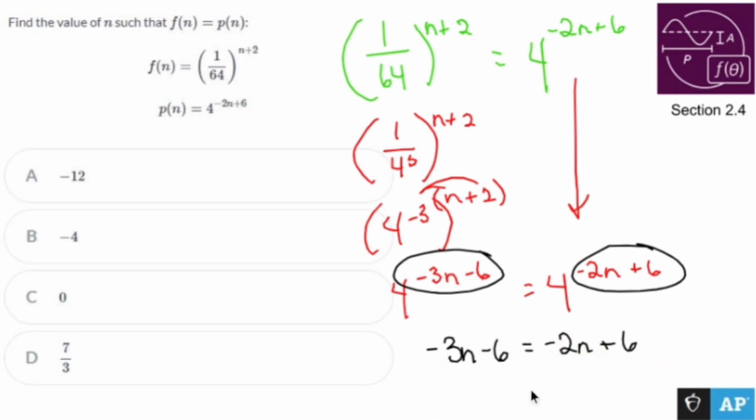Let's add 3n to both sides. So negative 6 equals n plus 6. I'm not showing my work, shame on me. I added 3n to both sides, so plus 3n to negative 2n is regular n. Negative 6 drops down, 6 drops down, subtract 6, and in the interest of space, negative 6 minus 6 is negative 12. Tricky.